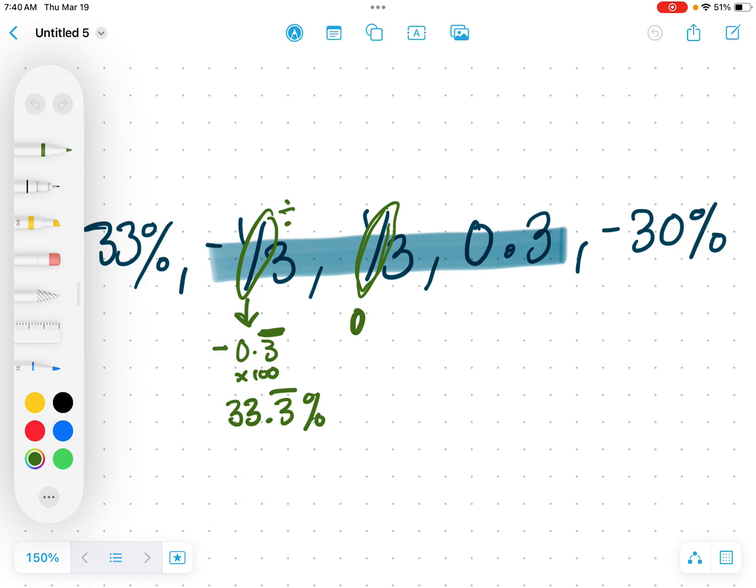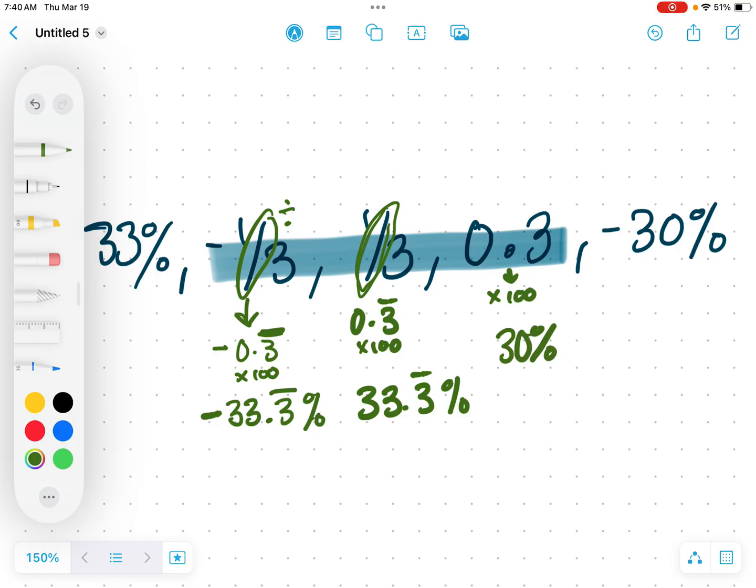Okay, so this would be 0.3 repeating, multiply that by 100, and we get positive 33.3 repeating percent. This one's already a decimal, so we can just multiply it by 100, and we get 30%. So all of these percents are very similar, so it might be a little bit tricky, but we can do it.